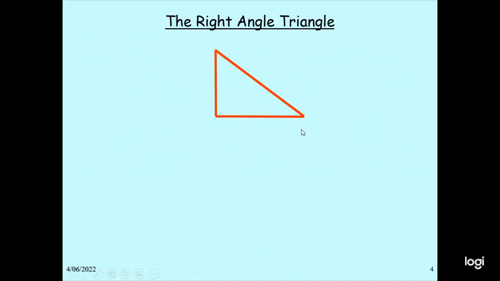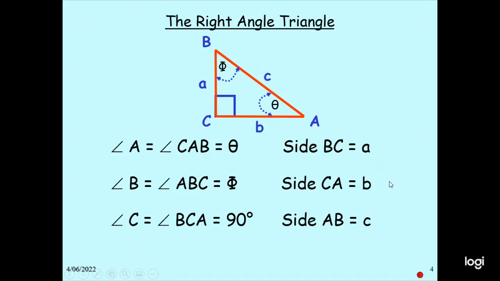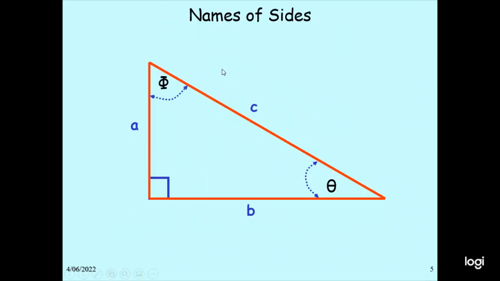So this is the right angle triangle ABC. Angle A, angle CAB, is theta. Angle B, angle ABC, is phi. Angle C is 90 degrees. So this is for the right angle triangle. Side BC is a, side CA is b, and side AB is c. So this is the naming of the sides.